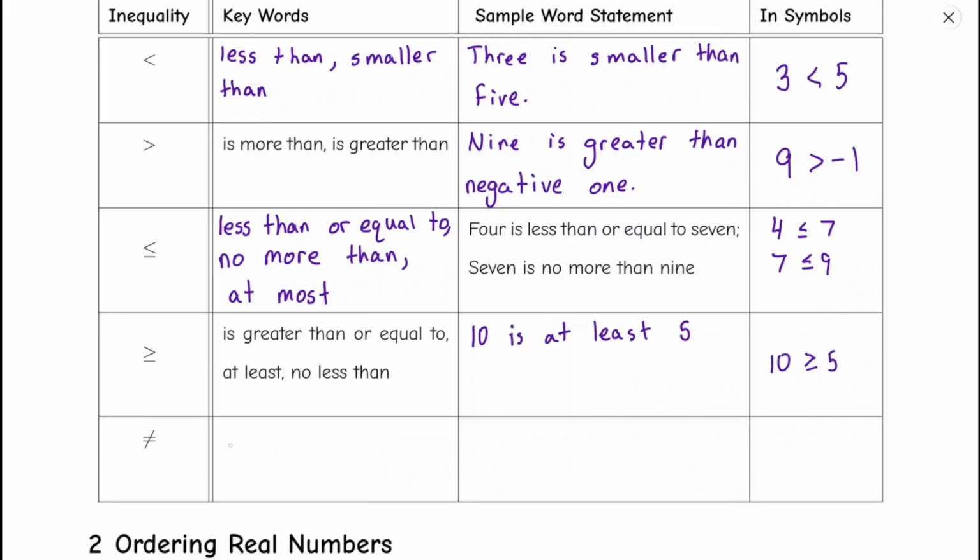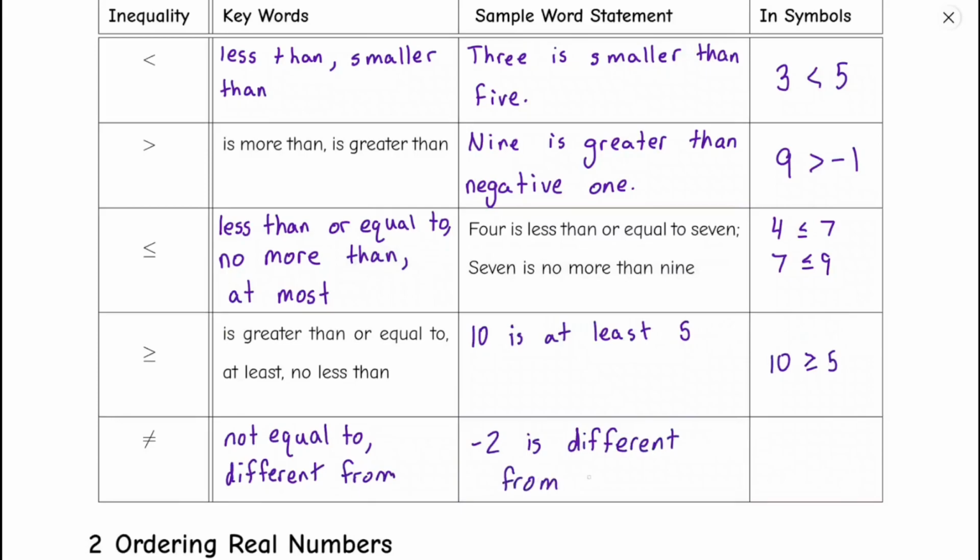Then for the not equal to symbol, you can say not equal to or different from. -2 is different from 2. In symbols, -2 is not equal to 2. And that is it for part 1 of section 0.2.